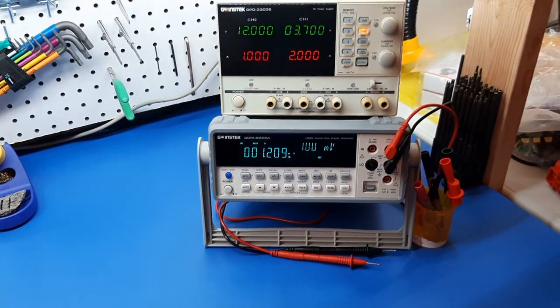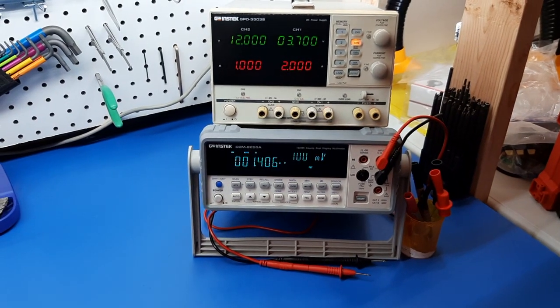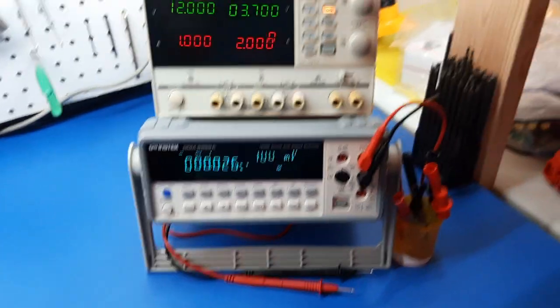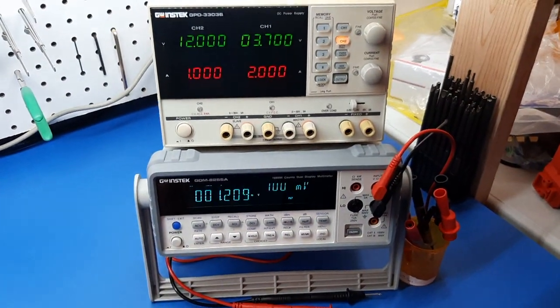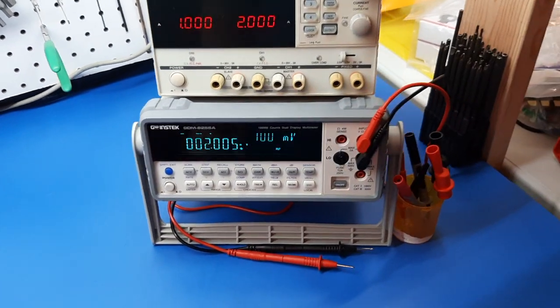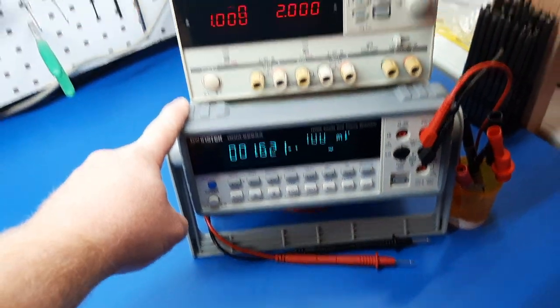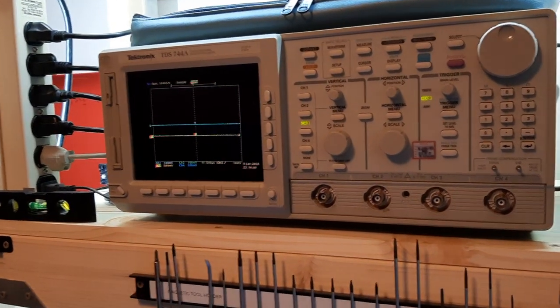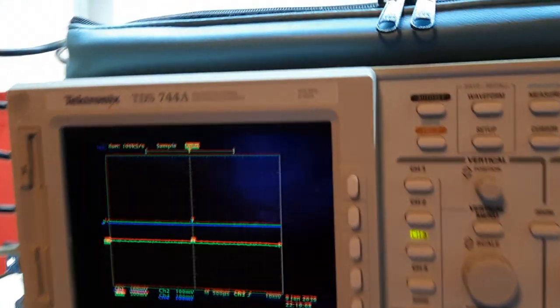Most of the equipment, actually I think almost all of the equipment, is stuff I kept an eye on through eBay, looking for deals. Bench meter, bench power supply, primary scope, an old Tektronix 744A, but still quite capable.